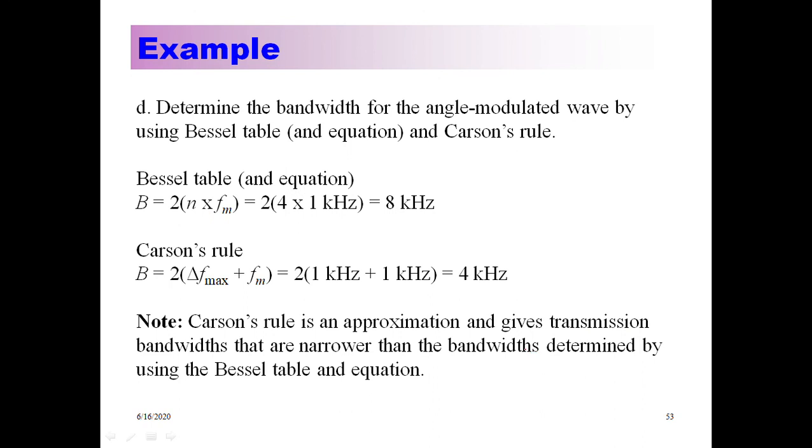Alright. So the location of the FC is the first Bessel table value, and then the sidebands are the next values spaced by FM. Right, so the question D, determine the bandwidth for the angle modulated wave by using the table. We did it already just now. N is the sideband 4 multiplied by 1 kilohertz, the FM, multiplied by 2, 8 kilohertz. Alright, but if you are using Carson's rule, it says to double the summation of the maximum deviation and the modulating signal. So it only gives you 4 kilohertz for the total bandwidth. Okay, so usually Carson's rule gives an approximation, which is less than the one with the Bessel table.